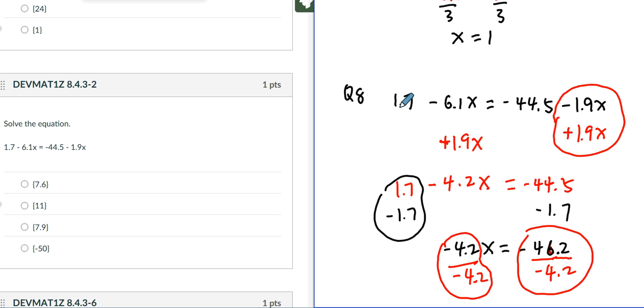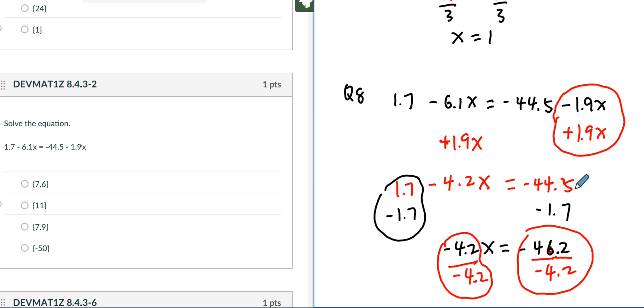Then you take 1.7 down here. Now, for all the words written in red, we subtract 1.7 on the left and also on the right. So we eliminate 1.7 on the left. The right-hand side here is negative 44.5 and add negative 1.7.